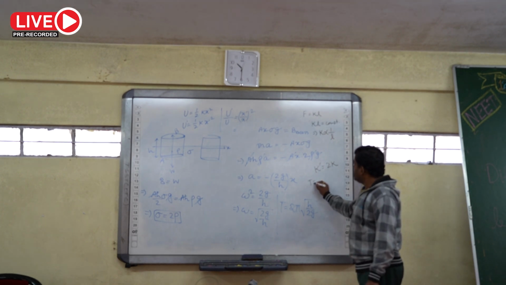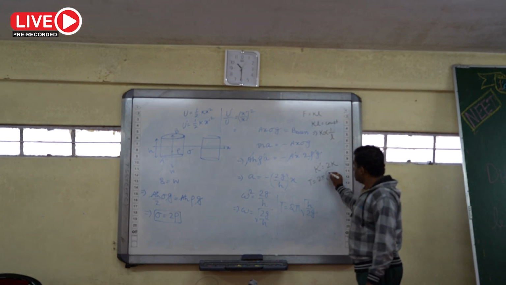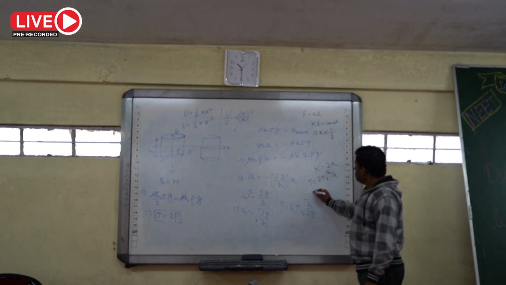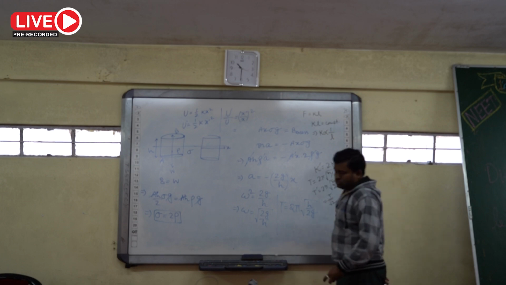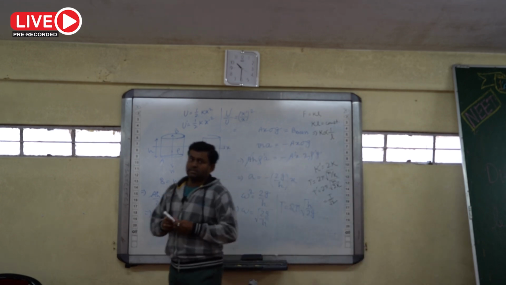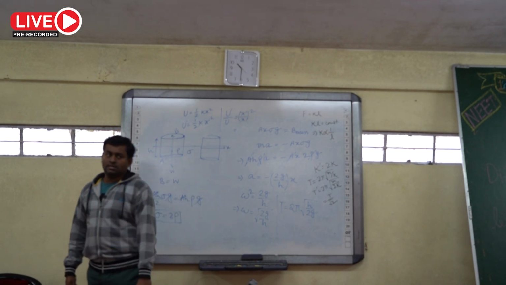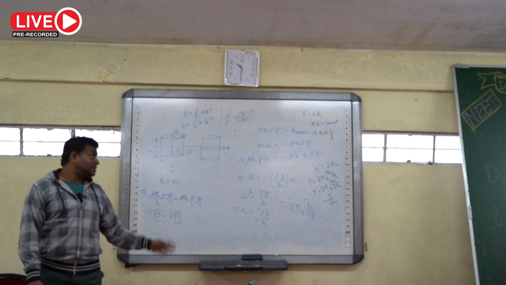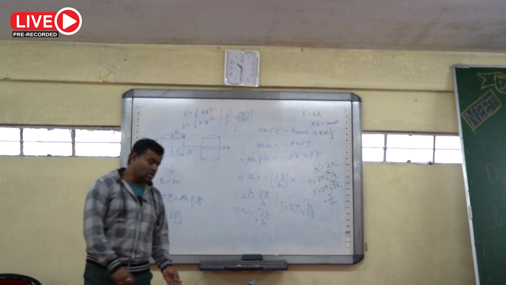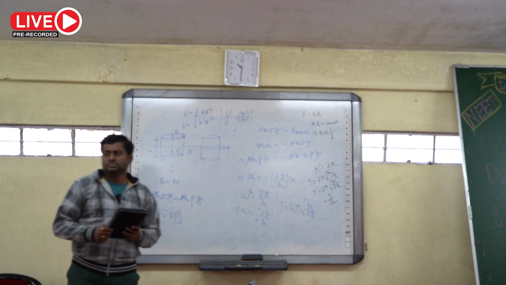Normally we know T equals 2 pi root m by K. Now the new time period T prime is 2 pi root m by K prime. K prime means 2K, so T prime will be T by root 2. The time period will be 1 by root 2 times the previous time period.